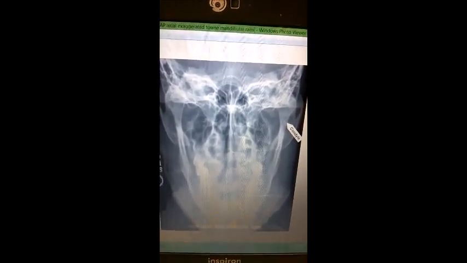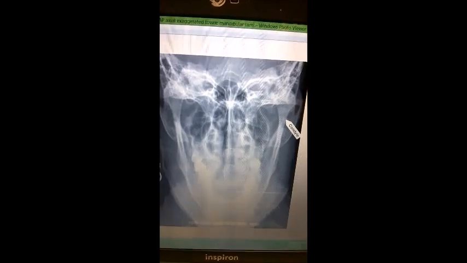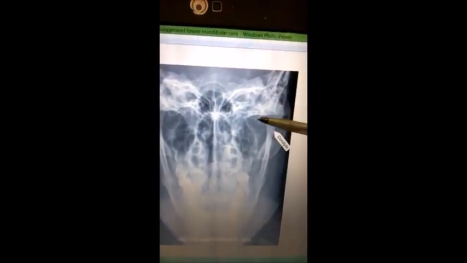Here we have the AP Towns exaggerated view of the mandible, and what's really in focus here is the rami of the mandible, and that's elongated, and what's supposed to be shown here is any fractures, sure, but also any fragments as well.